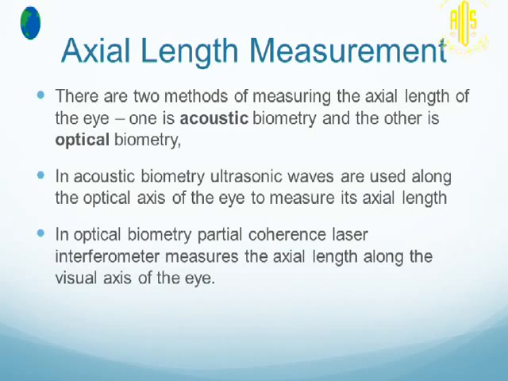In axial length measurements, there are two methods of measuring the axial length of the eye. One is the acoustic biometry and the other is the optical biometry. In acoustic biometry, ultrasonic waves are used along the optical axis of the eye to measure its axial length. In optical biometry, partial coherence laser interferometry measures the axial length along the visual axis of the eye.